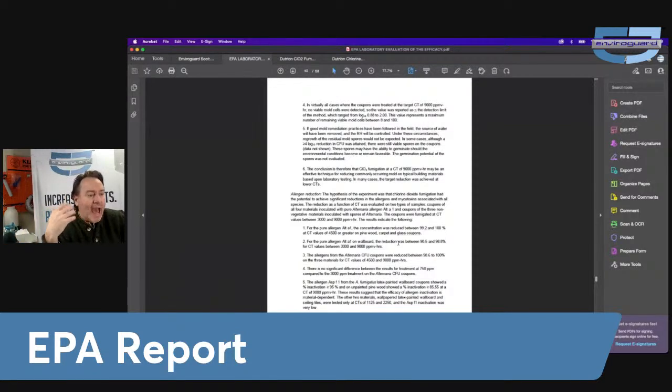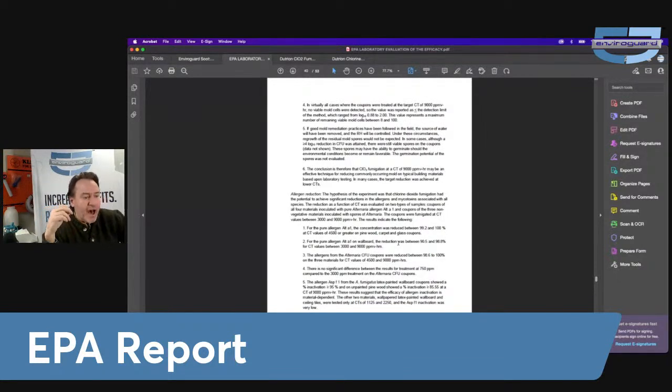And then the allergens for Alternaria colony forming unit coupons were reduced by 98.6% and 100% on the 3 materials for CT values of 4,500 and 9,000 parts per million hours. There's no significant difference between the results for treatment at 750 parts per million compared to the 3,000 parts per million treatment on the Alternaria colony forming coupons.